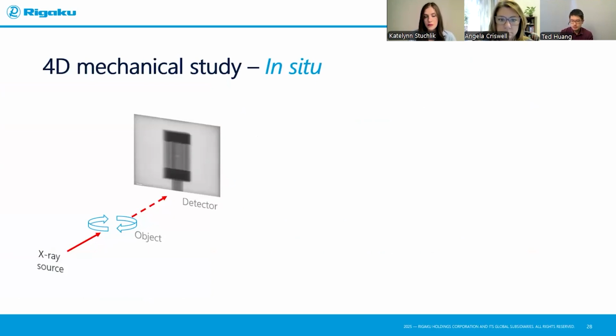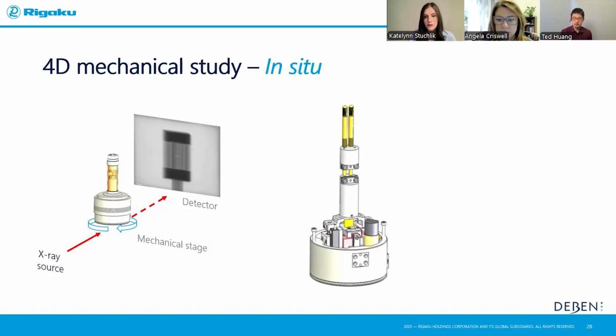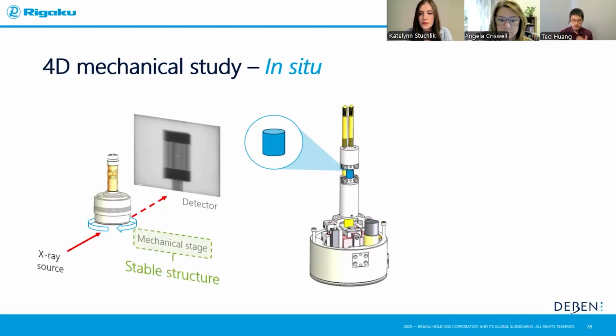So in this case, we're not just scanning the sample itself, we're putting the whole mechanical testing stage inside our CT chamber. In this case, to showcase as an example, this is one of the Deben stages, the Deben CT500. And this is where you put your sample in between the jig. You can do compression or tension. Now, the advantage is clear. Well, you don't have to move your sample as much, so it's more stable.